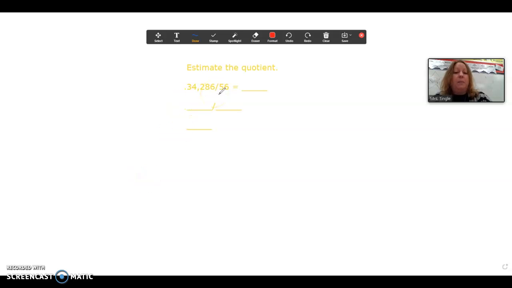34,286 divided by 56. Now, we are not setting this up and dividing using long division. No, we're just going to be estimating. That's all we're doing. And what is the quotient, you may ask? The quotient is the answer to a division problem. So all we're doing is estimating the answer. We are estimating the quotient.